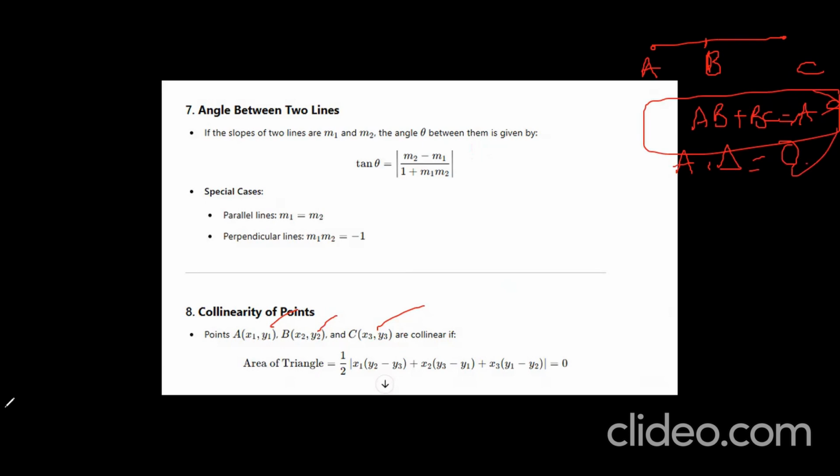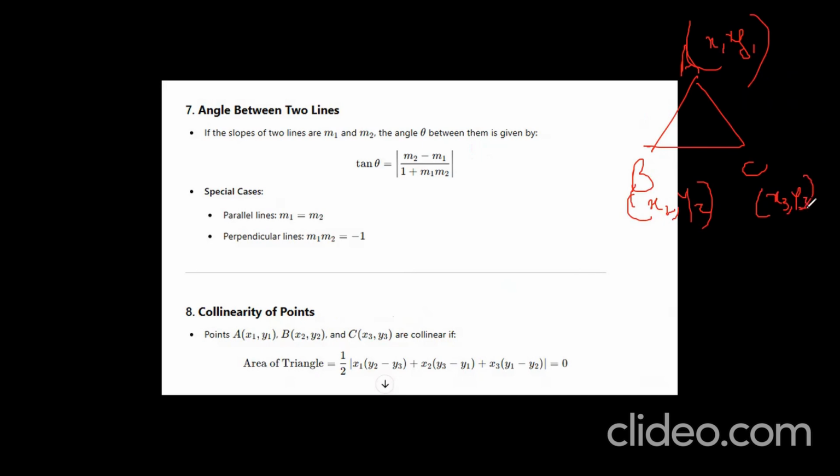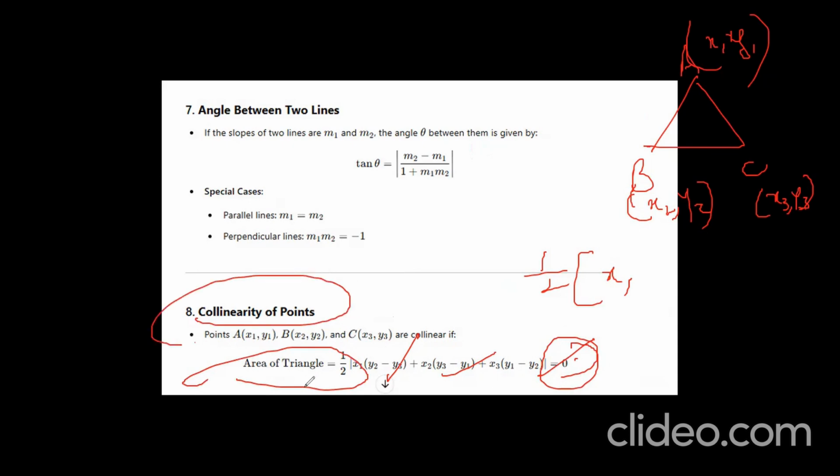Area of triangle formula. Say you have a triangle, meaning three vertices, right? A of x1, y1, B of x2, y2, C of x3, y3. Half into x1 into (y2 minus y3) plus x2 into (y3 minus y1) plus x3 into (y1 minus y2) is equal to 0. If the area of the triangle is 0, then the 3 points are collinear, we can say. Okay, got it? Very good.